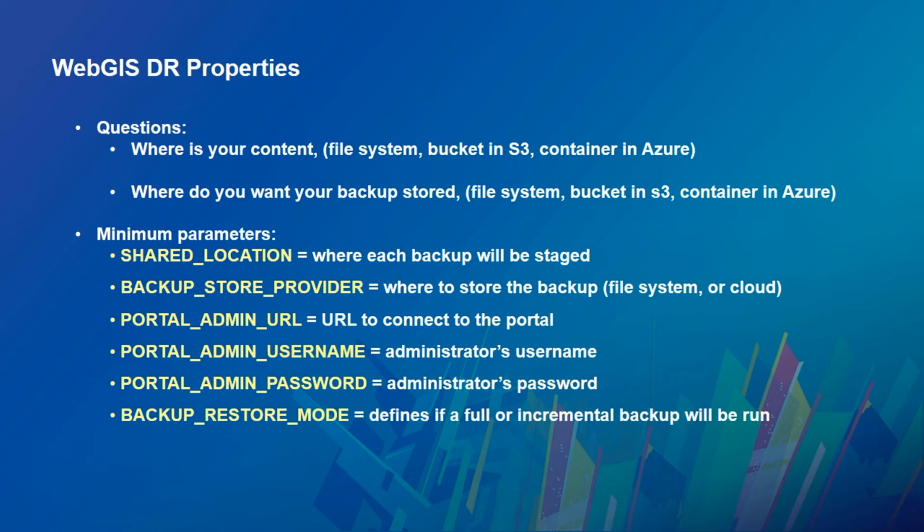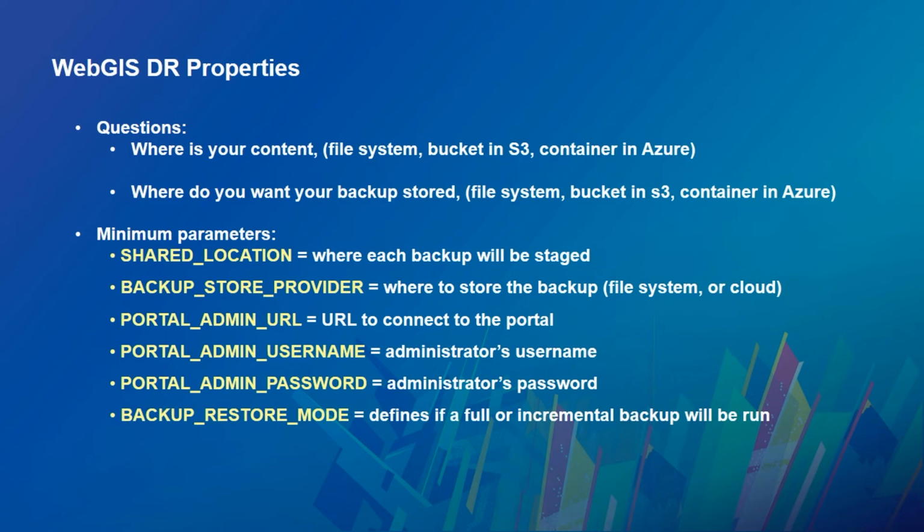The backup store provider is where you want to store the backup, whether that's on the file system or in cloud storage. The portal admin URL is the URL used to connect to the portal that you want to back up. At 10.7, this supports IWA, any Windows authentication, such as PKI or LDAP, or again, IWA. Prior to 10.7, you had to put in the port or a URL that bypasses any of the Windows authentication.